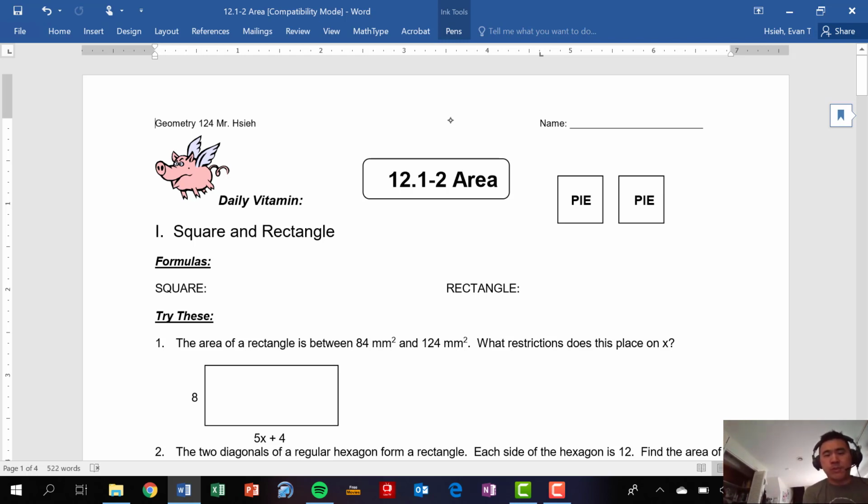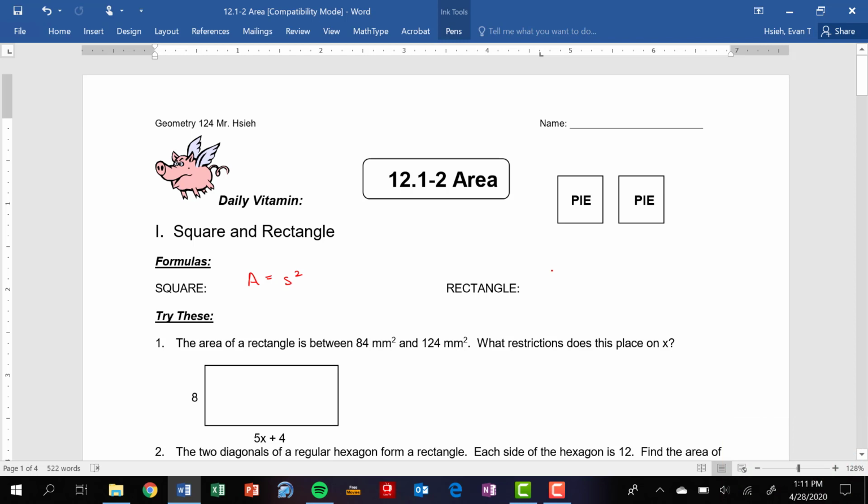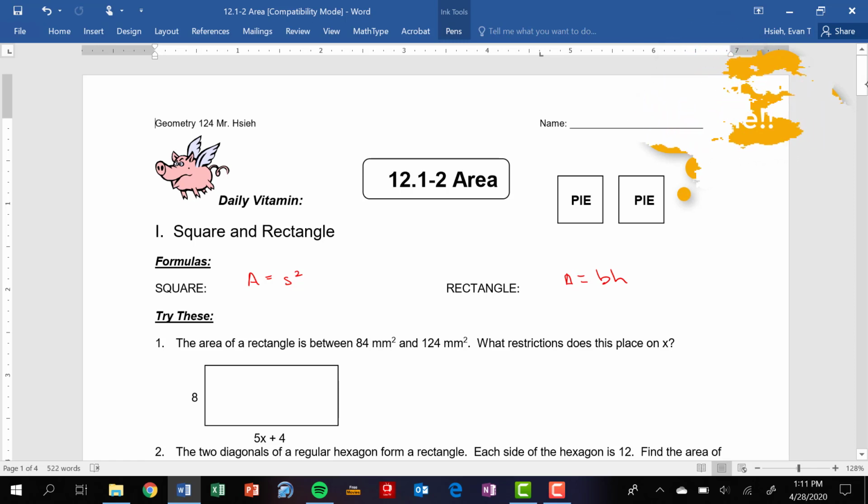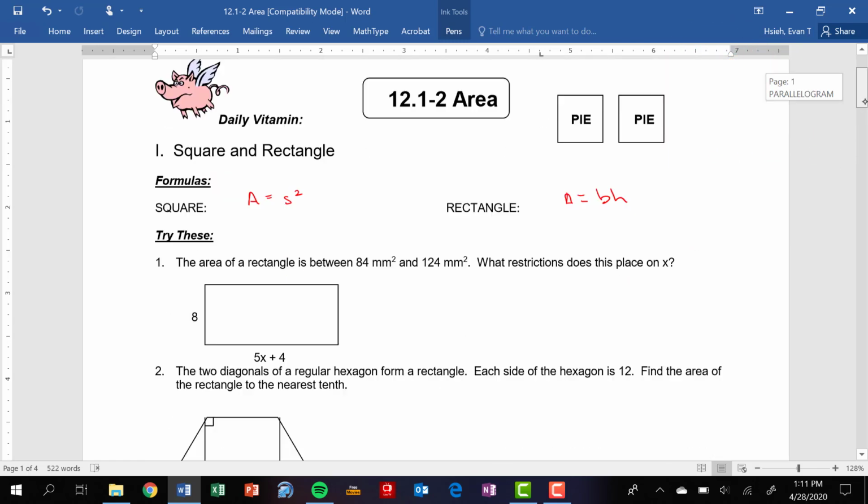Okay, the first couple of formulas are really basic. I know that most of you would know that the area of a square is just side squared, and the area of a rectangle is base times the height. Let's do a couple quick problems that go with that.